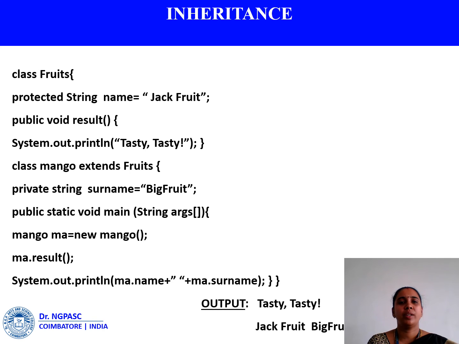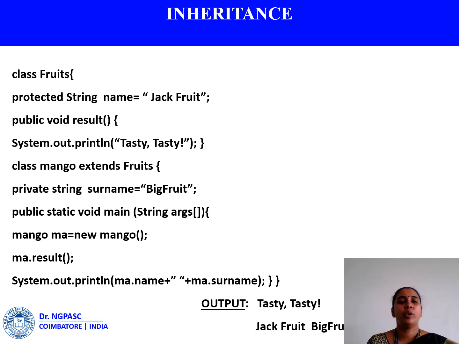Let me show how to create inheritance in Java programming. For that I have created a class Fruits. Inside the class I have one string variable, name, which has the value jackfruit. Also I have one class method. The name of the method is result. Inside the method I just printed one statement, tasty tasty. So I have completed the base class.